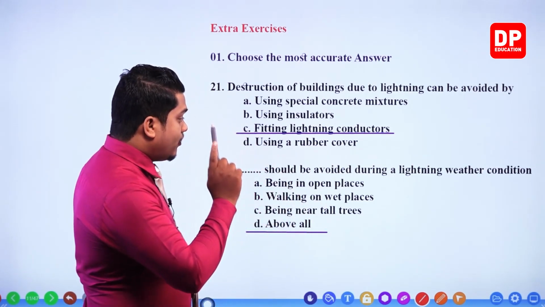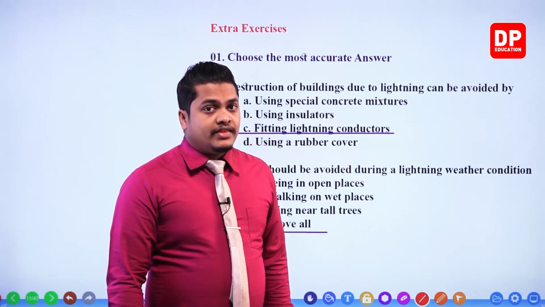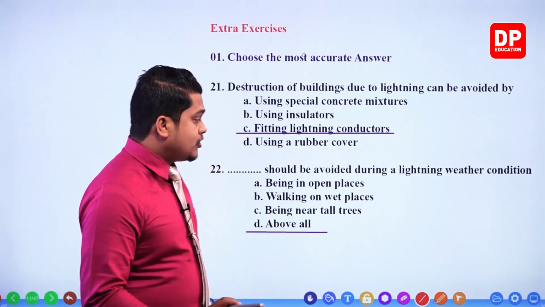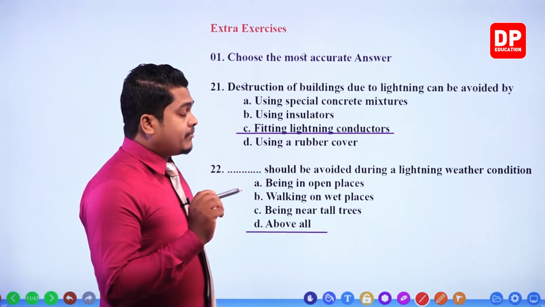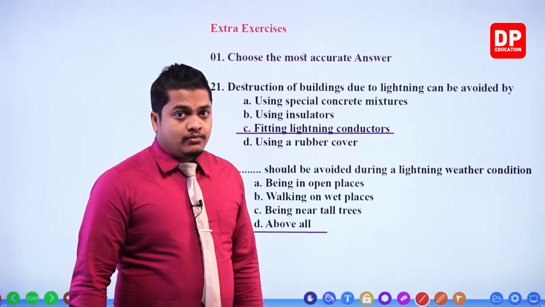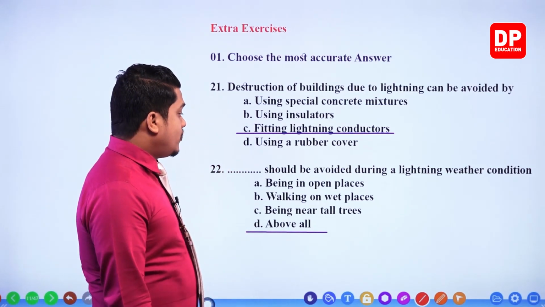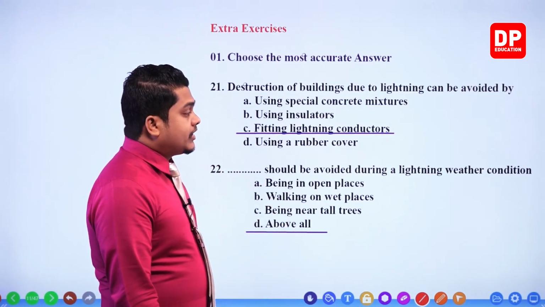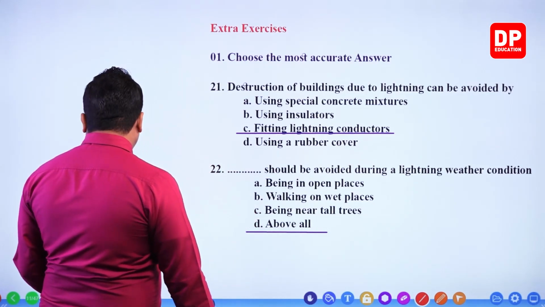We have to avoid all of these things when there is a lightning situation or lightning condition. It is not suitable to be in open places, to walk on wet places, or to be on tall trees or near tall trees. So it's very wise to avoid all of these things during a lightning weather condition. Right. Then let's head on to see the next one.